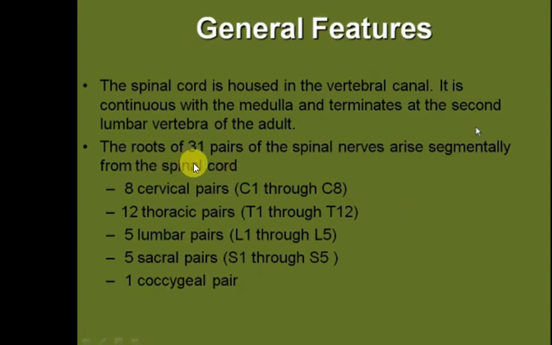So there are 31 pairs of spinal nerves which arise segmentally from the spinal cord. There are 8 cervical pairs, 12 thoracic pairs, 5 lumbar pairs, 5 sacral pairs, and 1 coccygeal pair.